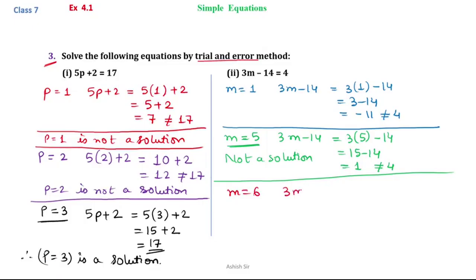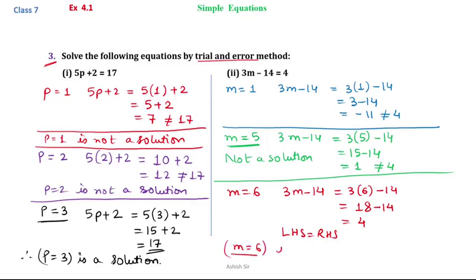So m is equal to 6. The equation left hand side is 3m minus 14. Now 3 into 6 minus 14. So that is 3 sixes are 18, 18 minus 14 is equal to 4. So we got LHS equal to RHS now. So in this case we can say that the required value is 6. So m equals 6 is the solution of the equation.